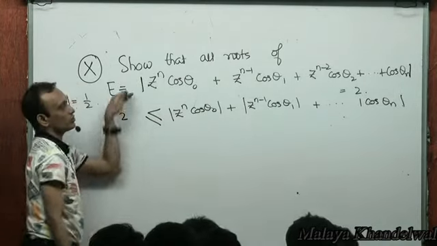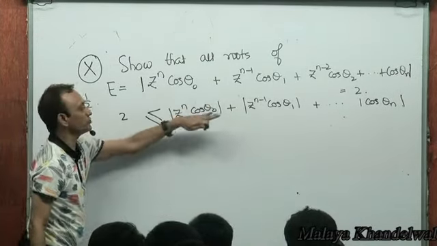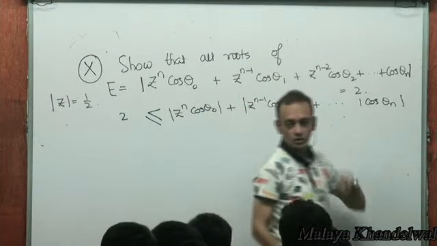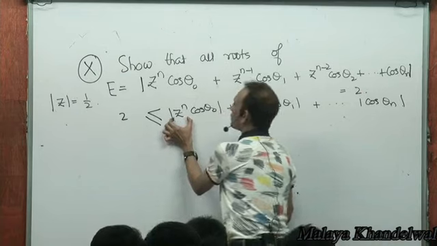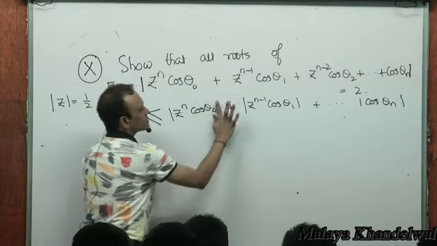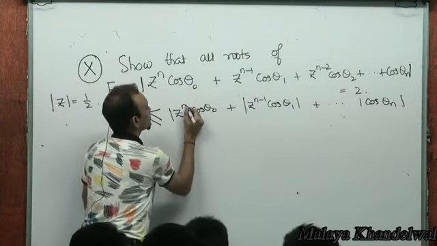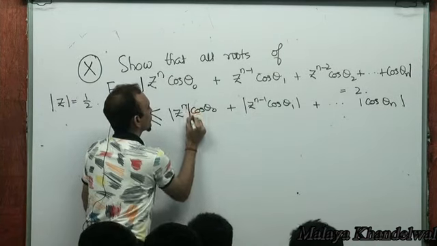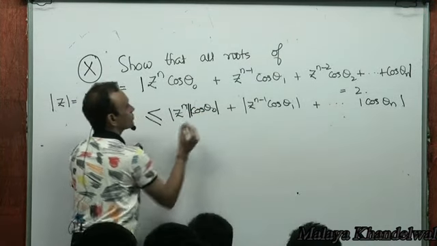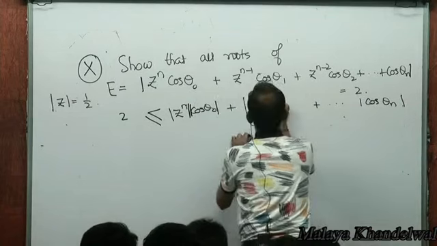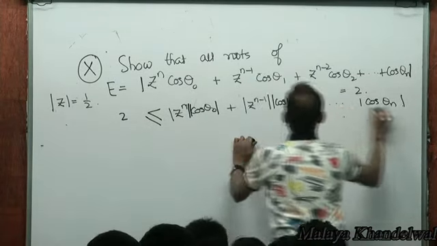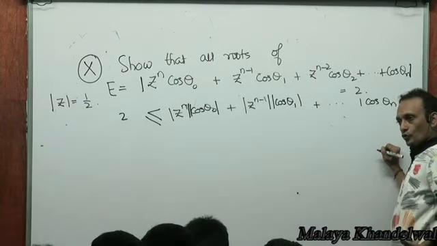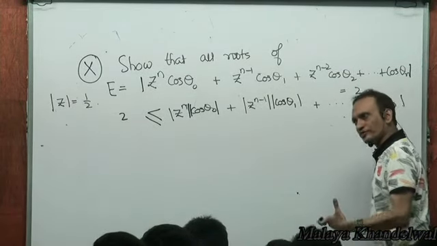Mod of this is this. So mod of the summation would be less than or equal to the sum of the mods, right? So this, of course, you could write as mod z to the power n into mod cos theta naught, mod z to the power n minus 1 into mod cos theta 1, etc. Modulus of the product will be the product of the moduli.